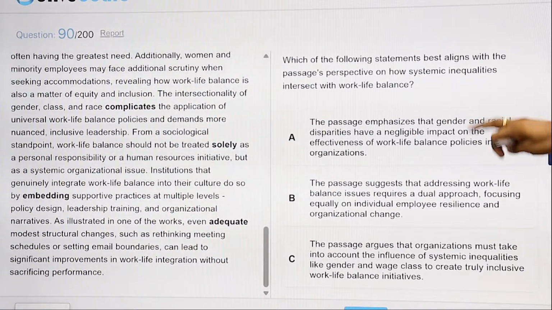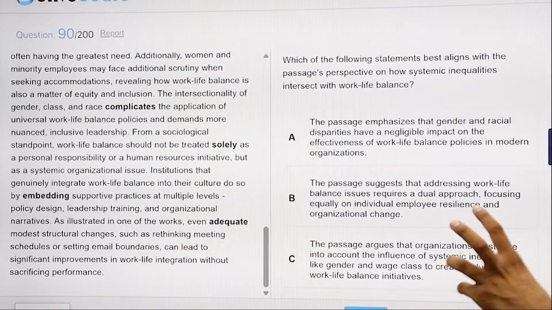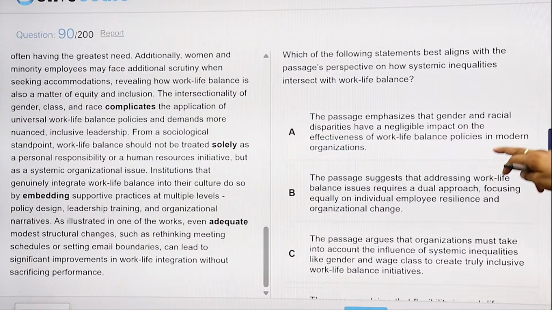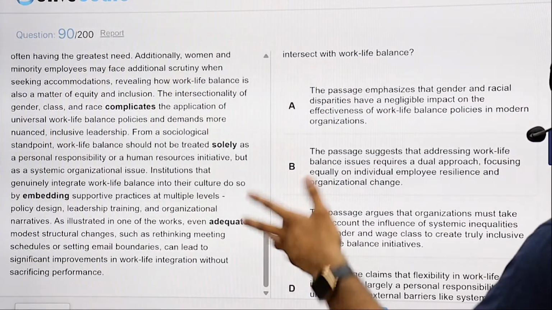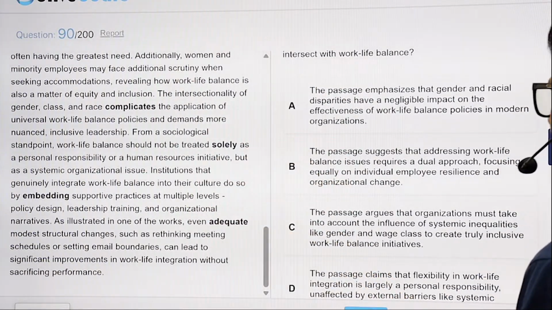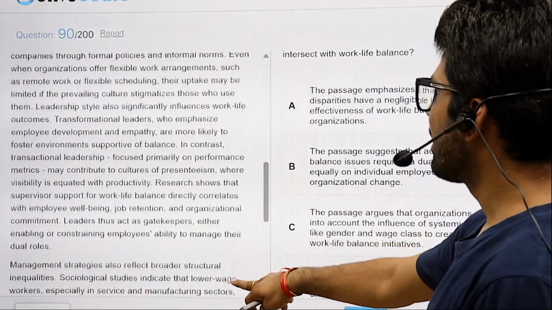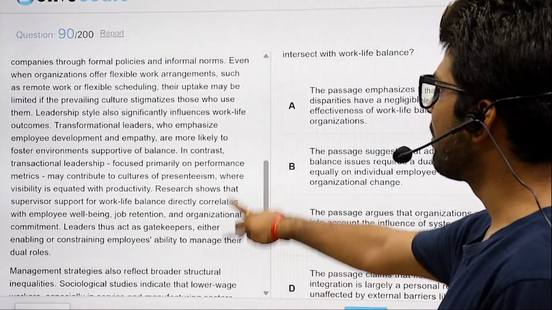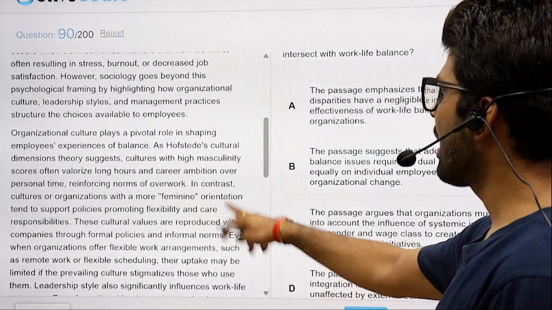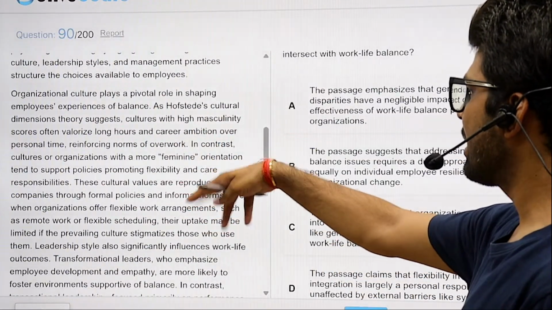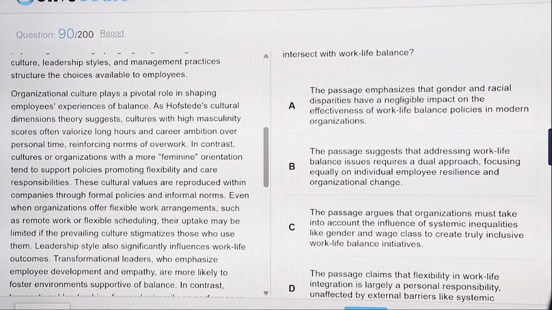Which of the following aligns with the passage's perspectives on how systemic inequalities intersect with work life balance? The passage emphasizes that gender and racial disparities have a negligible impact. I won't say so. Gender and they have negligible impact because he has marked masculinity with a different score and feminine orientation with a different approach. So, not going to say that.